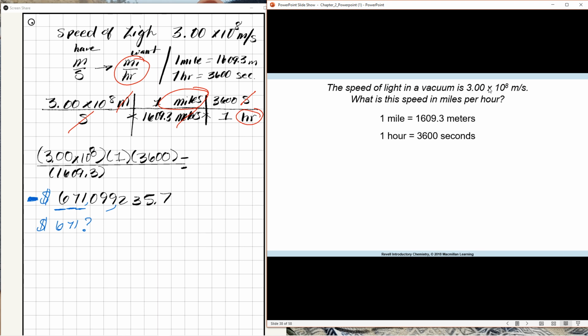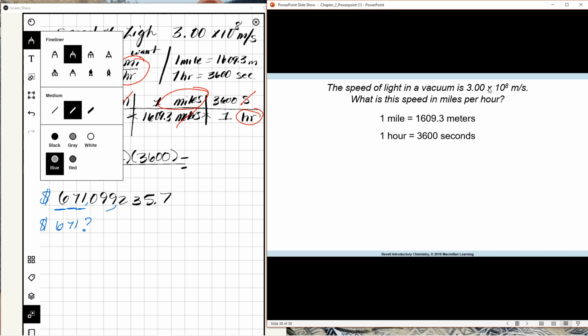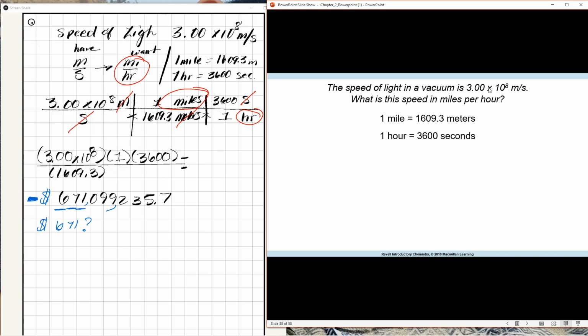Okay. Now that we got that out of the way, let's go ahead and write it in the correct way. 3 significant digits. That's not it. So I'm going to need to represent the rest of those numbers. So I'm going to put it in scientific notation. 6.71 times 10 to the 1, 2, 3, 4, 5, 6, 7, 8.